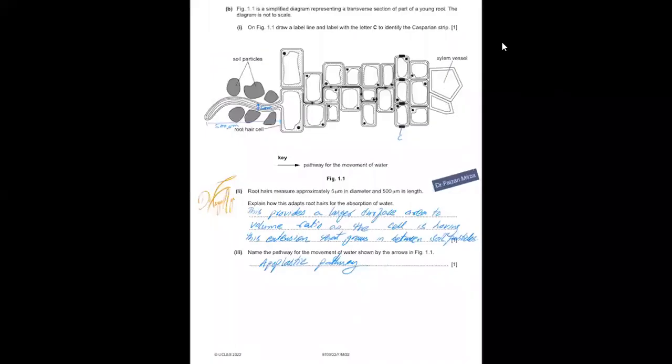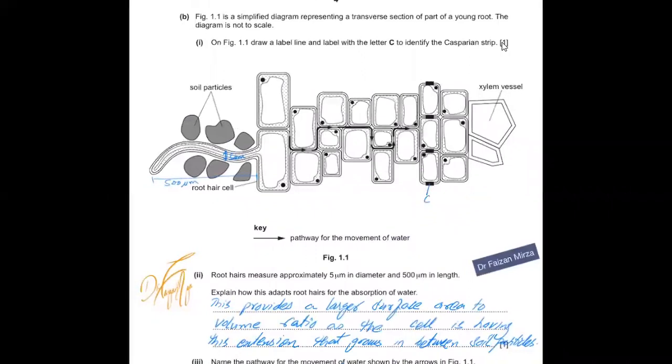Okay, so this question came in Feb March 2022, variant 22, because there's this one variant in Feb March. The question shows you a simplified diagram representing the transverse section of a young root. They have shown to you the diagram is not to scale. Figure 1.1, draw a label line to where the letter C is to identify the Casparian strip. So this is the root hair cell. This is the epidermal cell. Not every epidermis cell has a root hair. So this is an epidermal cell without a root hair, but this is a root hair cell having an extension.